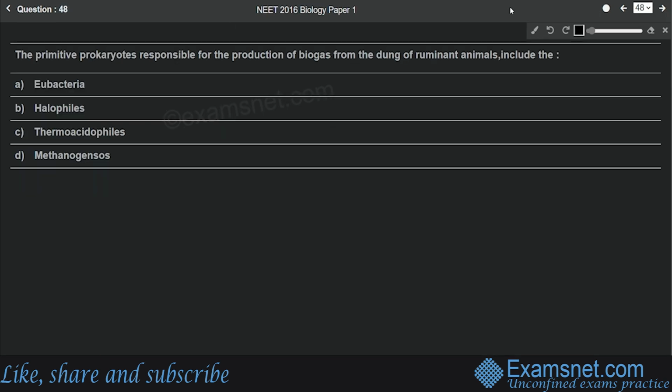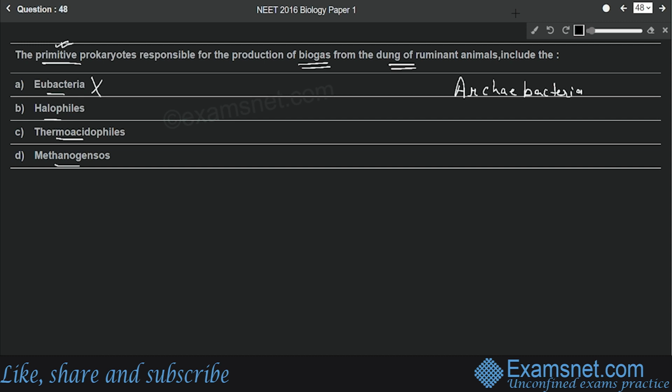Question number 48 is from the chapter Biological Classification, and the question is, the primitive prokaryotes responsible for the production of biogas from the dung of ruminant animals include the options are eubacteria, halophiles, thermoacidophiles and methanogens. So first of all, it is given that primitive prokaryotes, right? Primitive means we are talking about the archaebacteria, not eubacteria. So eubacteria is definitely not the correct answer, right?